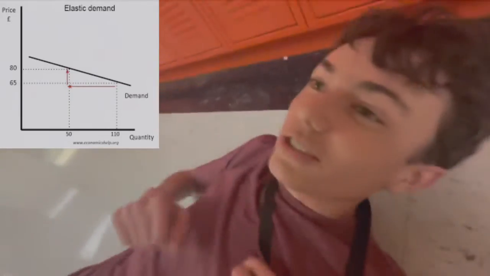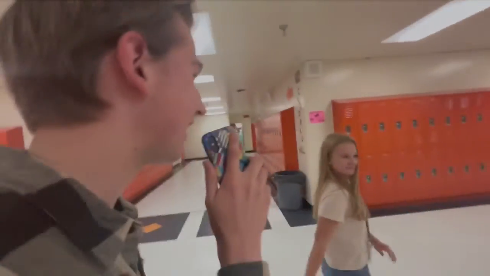What is the shape of a demand elastic curve? It is a shallow slope. Is it straight up or down? Or is it left to right? It's left to right. What is the shape of a supply inelastic curve? Is it straight up or down or left and right? Up and down.